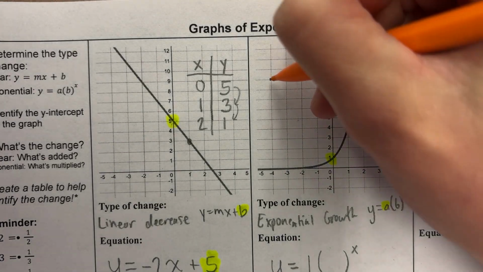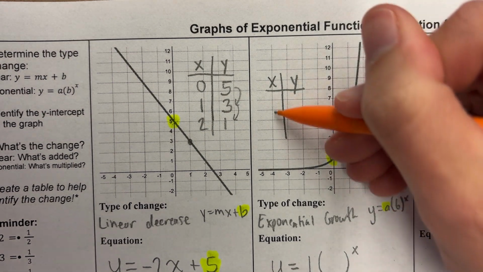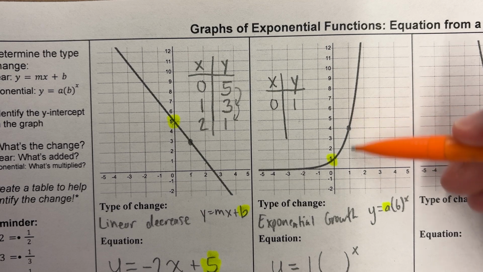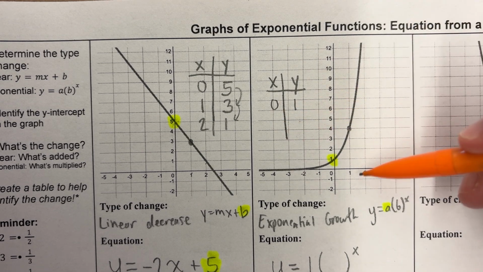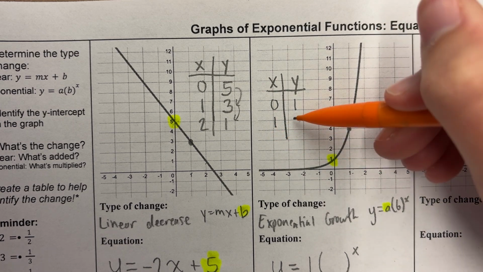Okay, let's draw that table so you can see the change. And I'm just drawing it where I have space. Okay, so this is my y-intercept. This is the point 0, 1. Now let's see what happens next. It's right here. Okay, so when x is 1, when I continue down my table, the y value is 4.